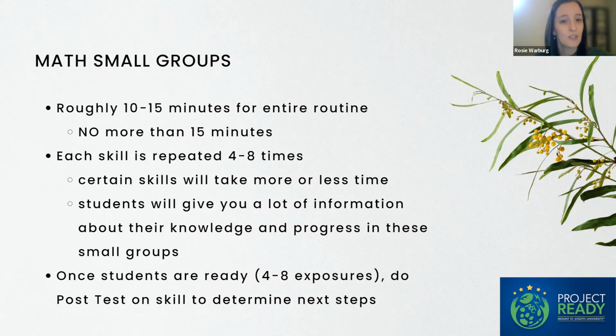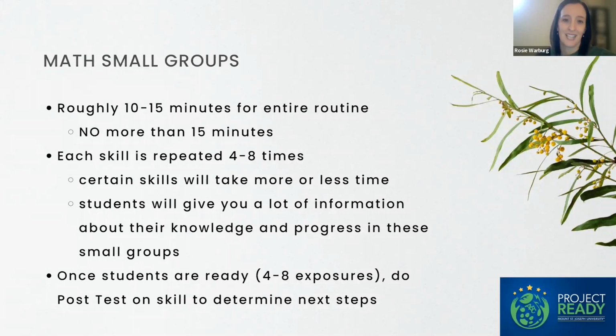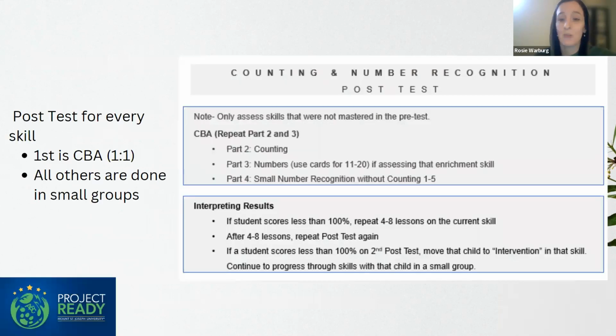So as you're doing your small group, you're really paying attention to your students and gathering information about their knowledge and progress there. Once you think your students are ready, after about 4 to 8 exposures, you're going to do your post-test on your skill. So the post-test looks very similar to your pre-test. The first post-test is the CBA again, so you're going to refer back to parts 2, 3, and 4 of the CBA. The first post-test will be done one-on-one, but after your initial post-test, you're going to be doing all of your other post-tests in small group.